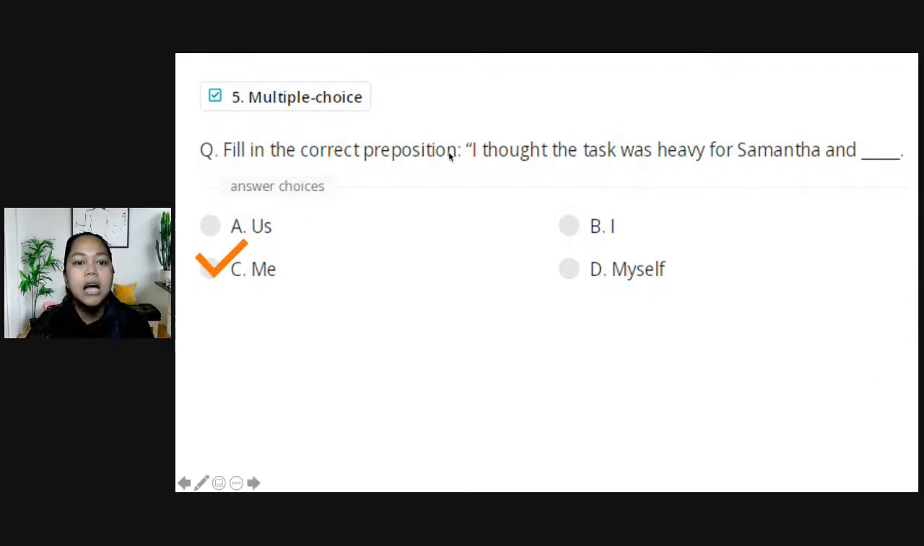Now hindi nga siya preposition, no? Yung me nga is a pronoun. Pronoun siya actually. I don't know why meron tayong preposition dito. Dapat pronoun siya. I thought the task was heavy for Samantha and me. Bakit me yung ating sagot, hindi I, no? Bakit hindi I? Yung I mo kasi is used as a nominative pronoun, no? So pag sinabi mong nominative pronoun, ito yung mga pronouns na ginagawa mong subject ng inyong sentence. So yung I mo usually would be found at the beginning of the sentence.